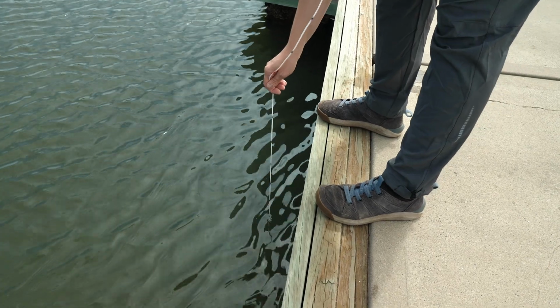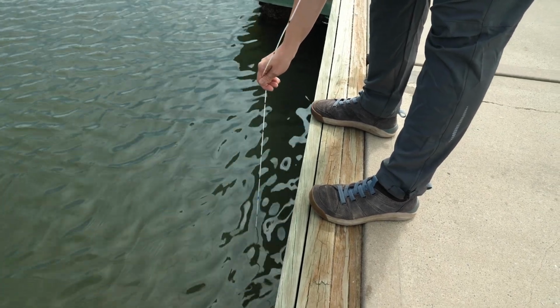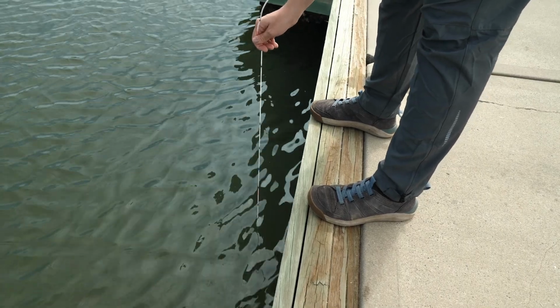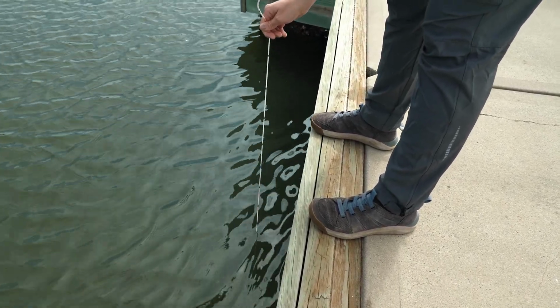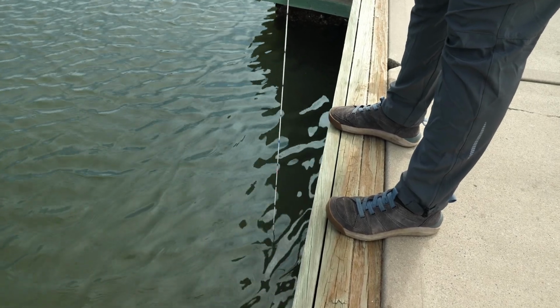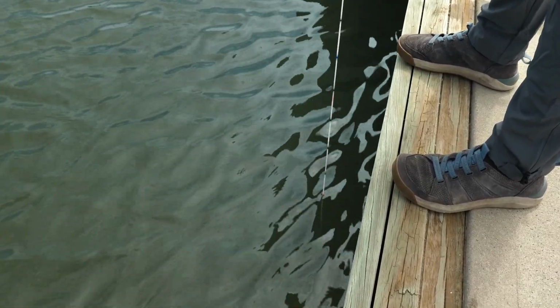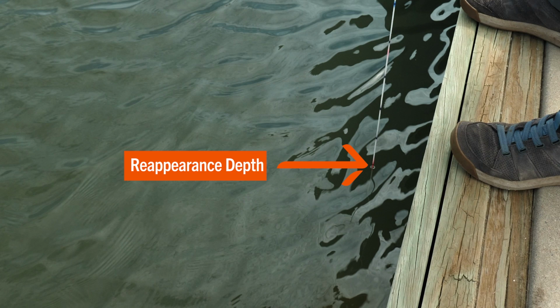Lower the disc until it is fully invisible and begin slowly pulling up on the rope. Take a second measurement at the point where you once again begin to see the black and white quadrants of the Secchi disc. So here it is reappearing. This is your reappearance depth.